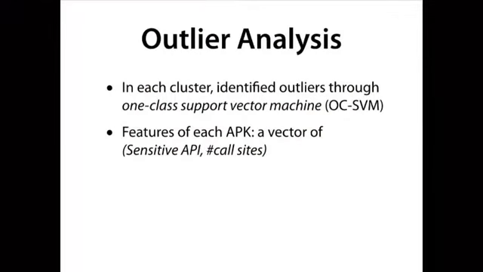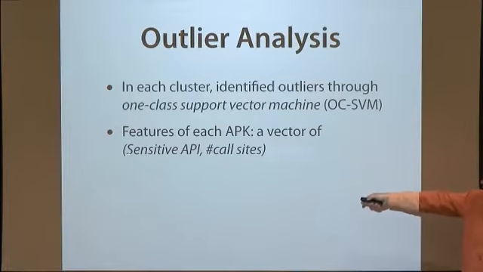For this purpose, we used a so-called one-class support vector machine, which is a variant of the well-known support vector machines, which are commonly used for classifying. But in this case, we use it for a different purpose, namely for identifying outliers. For each APK in the cluster, we put in a vector of the sensitive APIs and the number of call sites for that API.